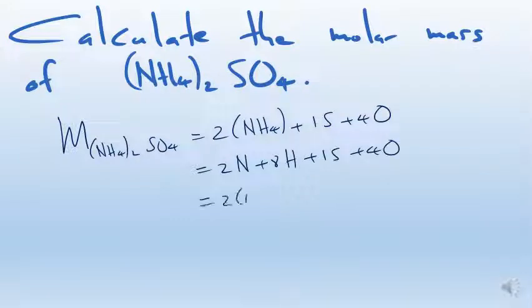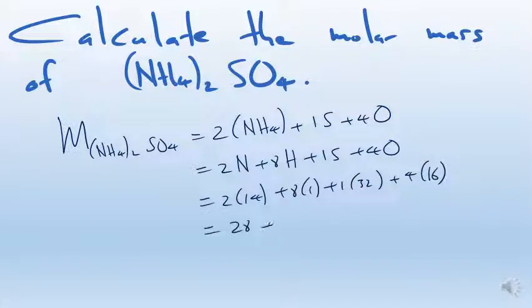Put in the numbers: 2 times 14 plus 8 times 1 plus 1 times 32 plus 4 times 16. So that's going to give me 28 plus 8 plus 32. What is 4 times 16? And no calculator, please. It's 64. So we got 32. That's going to be me 40.